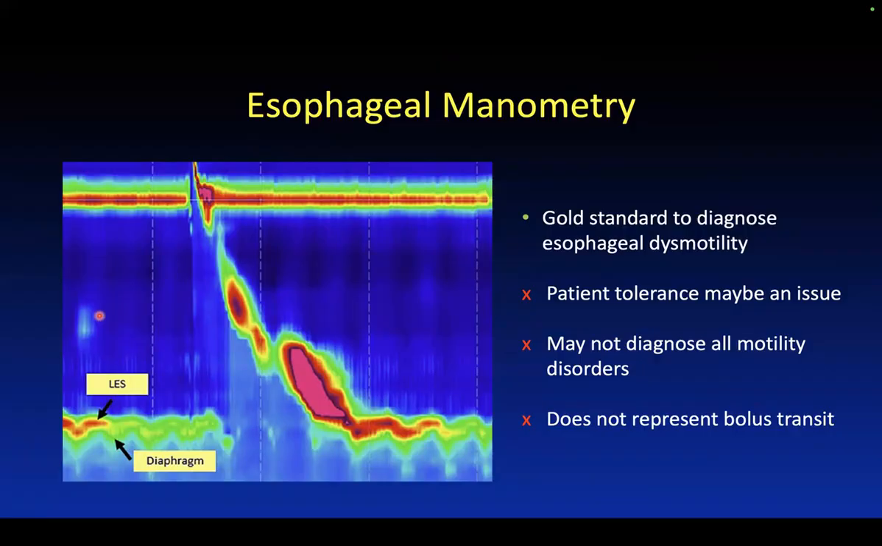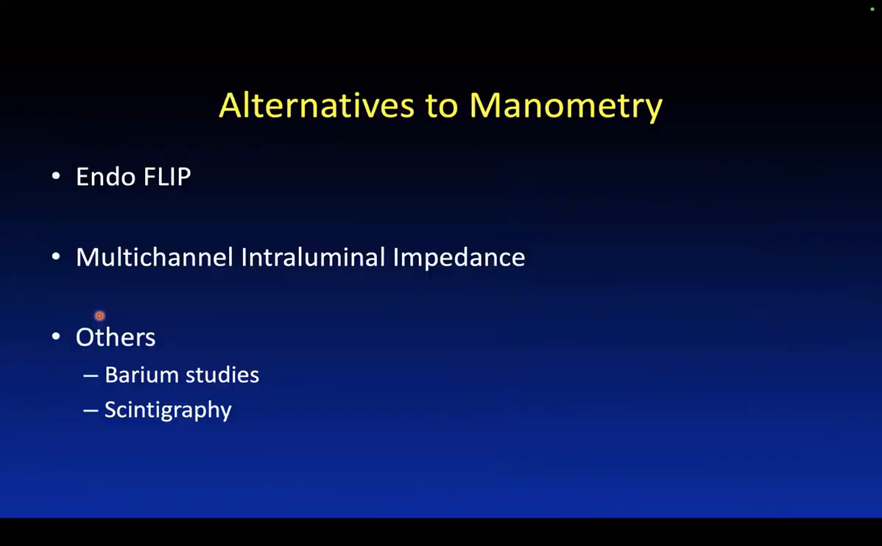So to clarify things, when we do a manometry, all that we are seeing is the contractions of the esophagus. We don't see anything about what is happening to the movement of the food bolus that has been taken. This has to be very clear in everybody's mind, right?